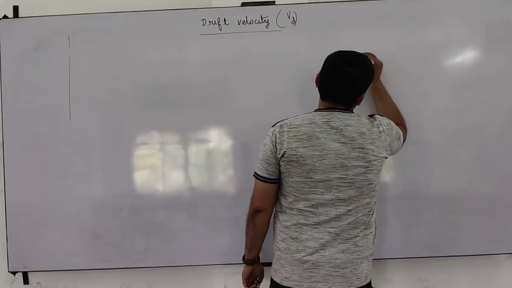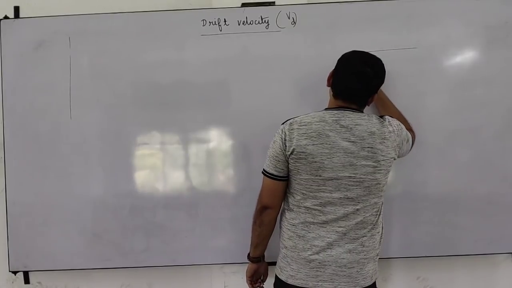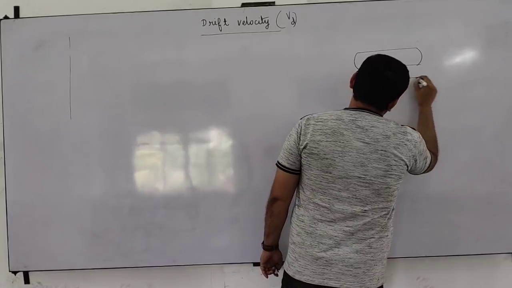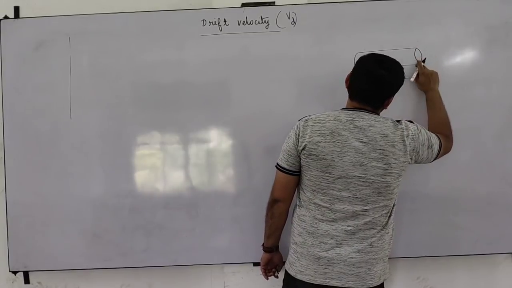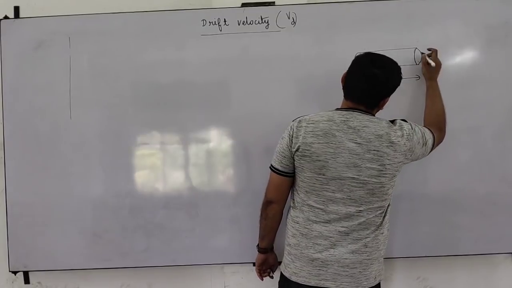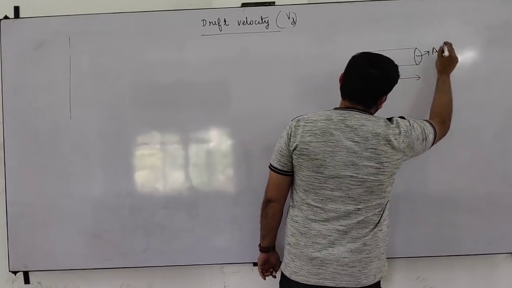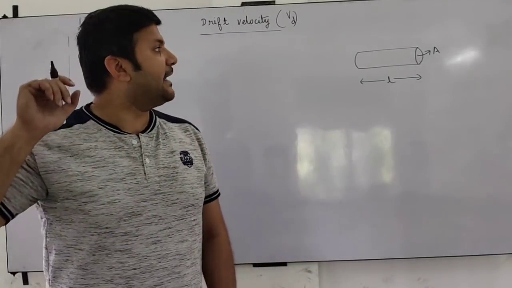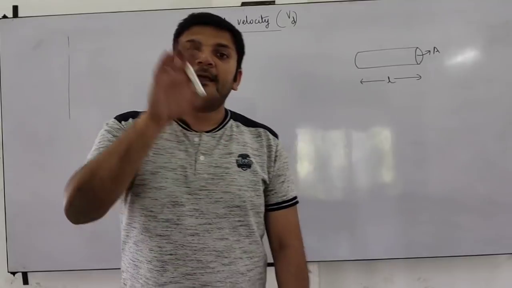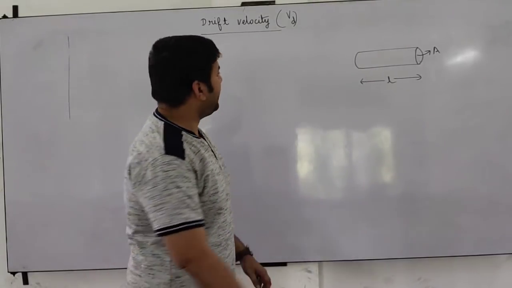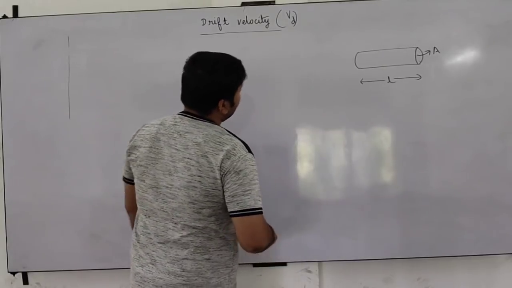Suppose we are considering a conductor having length L, and suppose the cross-sectional area, or area of cross section, same thing, is A. Okay?